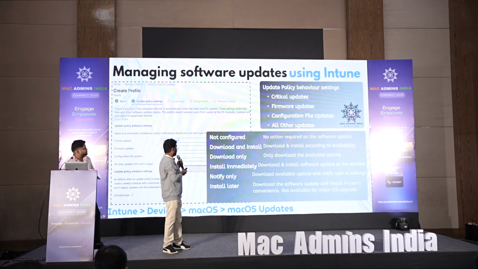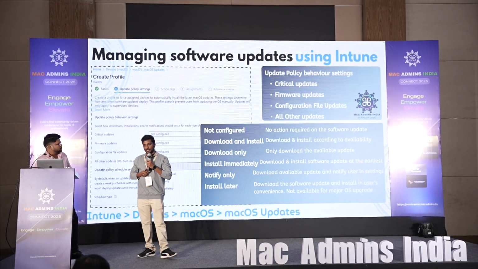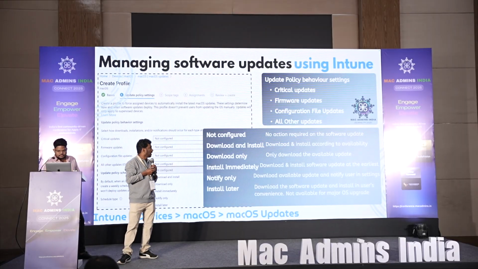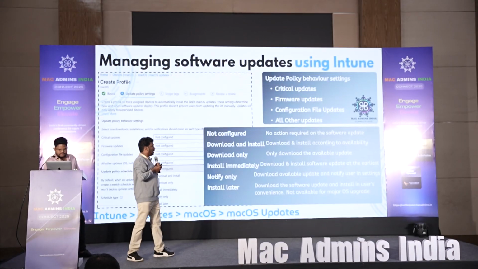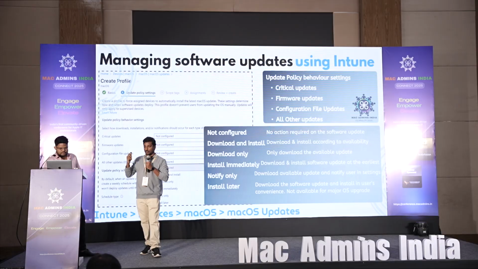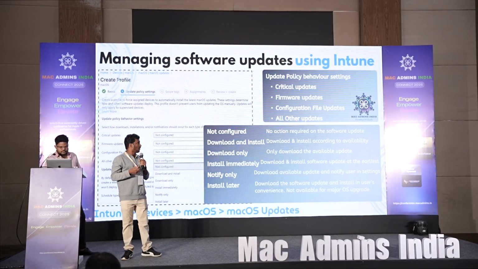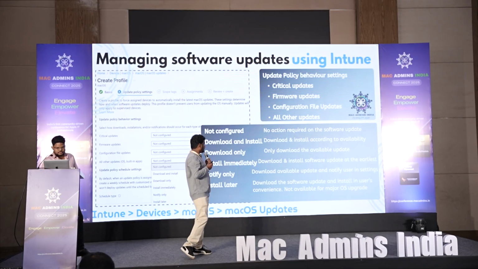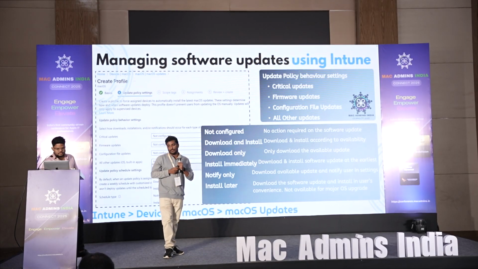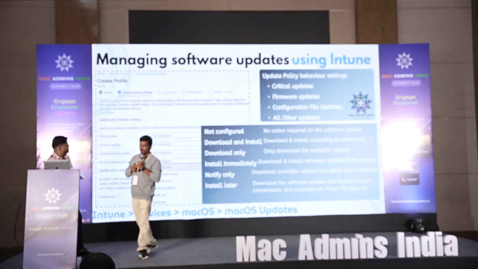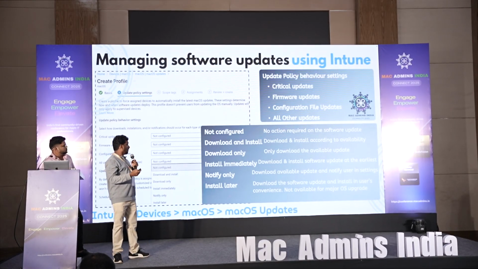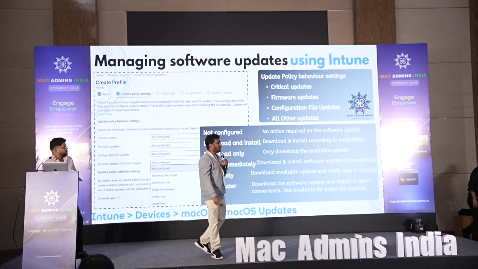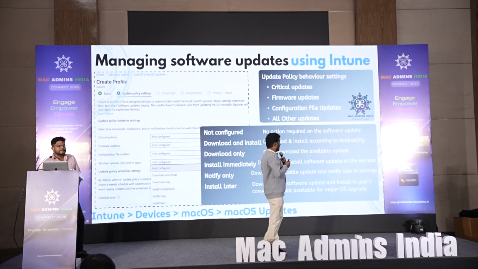The first option is not configured, which means if you set it as not configured, no action is required for the software update. The other option is download and install, which means download and install according to availability. You can download and install your macOS update. There is another option, download only, which will download updates only.